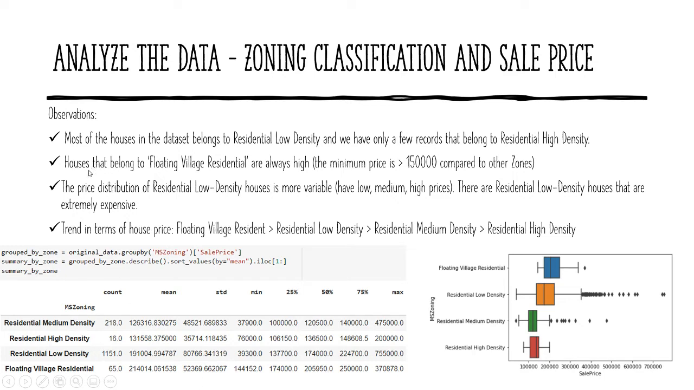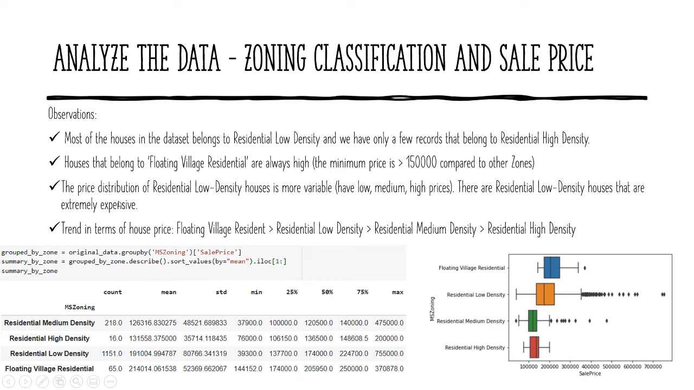The second observation is that houses that belong to the floating village residential, this blue one, are always high. Like most of them are high. So in our dataset, we have 65 records that belong to this, and the mean price of this group is greater than $150,000 compared to other types of zone.